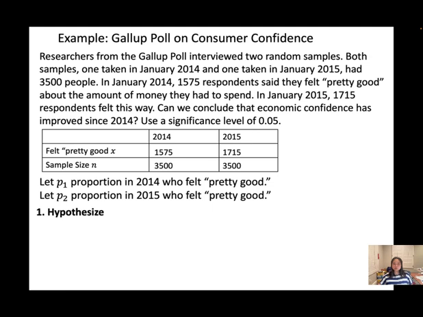Now we state the null hypothesis. The null hypothesis is always equal, so it's p1 equal to p2. Then the alternative hypothesis: look at the question, can we conclude that economic confidence has improved since 2014? Improved means it's better in 2015. So p2 should be better than p1, which means p1 is less than p2, and this is a left-tailed test.